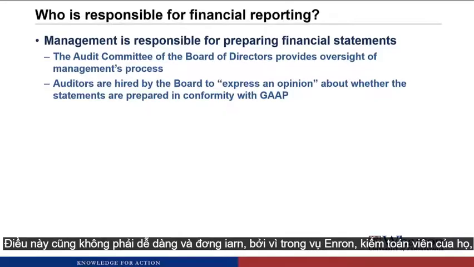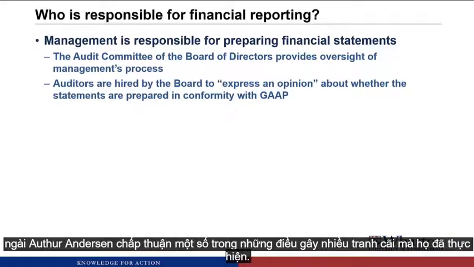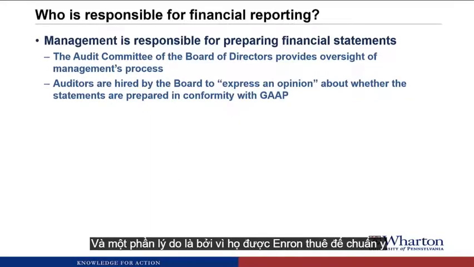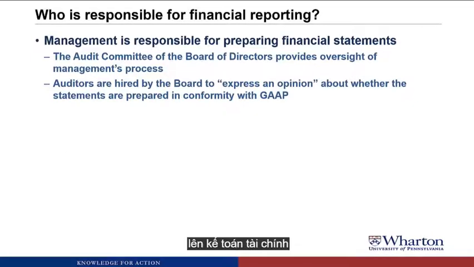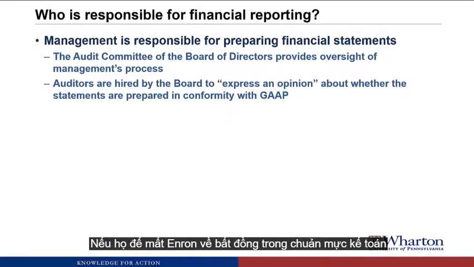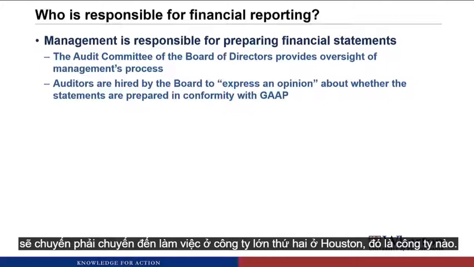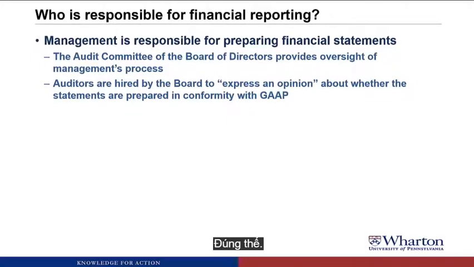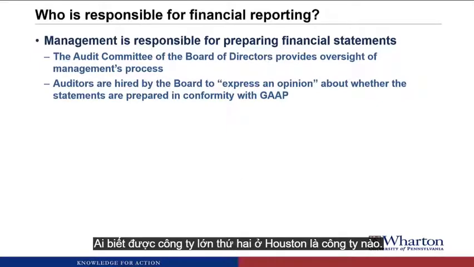This again is not foolproof because in the case of Enron, their auditor, Arthur Andersen, signed off on some of the more aggressive things they did. And part of the reason was because they were being hired by Enron to approve their accounting. If they lost Enron because of a disagreement over their accounting, then they would have lost the biggest company in Houston and would have had to go to the second biggest company in Houston, which is exactly... Who knows what the second biggest company in Houston is? And that's why they wanted to make sure to keep Enron.